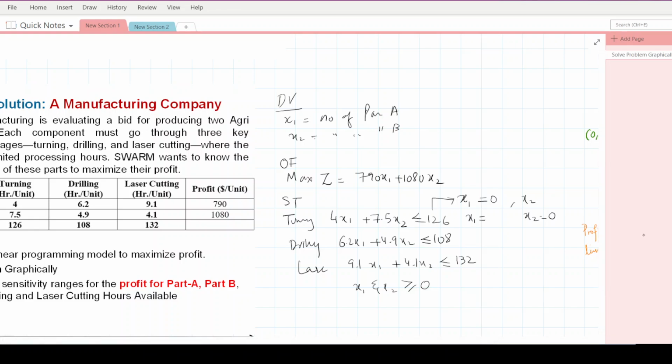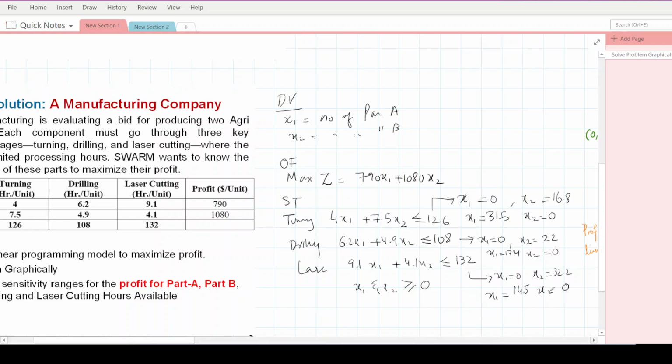For turning, when x1 is equal to 0, x2 is equal to 16.8, and when x2 is equal to 0, x1 is equal to 31.5. For the drilling constraint, when x1 is equal to 0, x2 is equal to 22, and when x2 is equal to 0, x1 is equal to 17.4. And for the laser, when x1 is equal to 0, x2 is equal to 32.2, and when x2 is equal to 0, x1 is equal to 14.5.